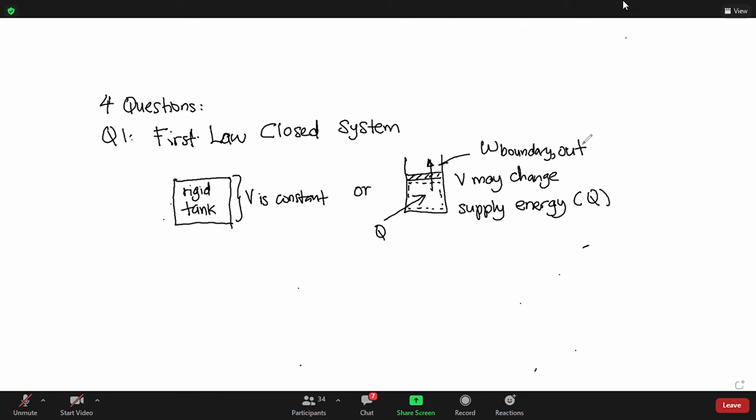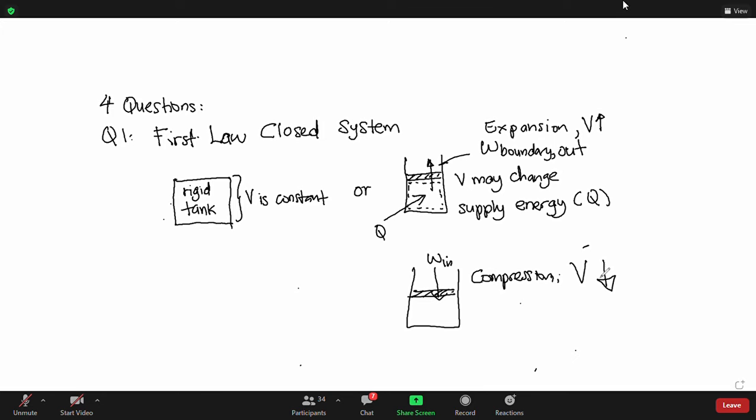Similarly, if you have a piston cylinder device and there is work compression, so here we have expansion because V increases, right? V increases, volume expands. Now, if this is compression, then volume decreases. That's it. And you might even lose heat.